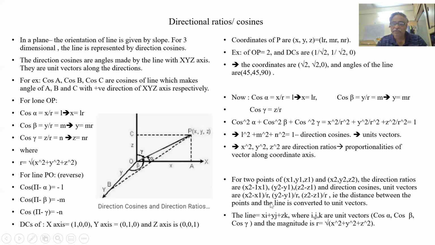Okay? So the line can be represented as x in i direction, y in j direction, z in k direction. Normally i is the x-axis, j is the y-axis, k is the z-axis. So i, j, k are unit vectors along x, y, z, which are nothing but l, m, n, which are nothing but cos alpha, cos beta, cos gamma.